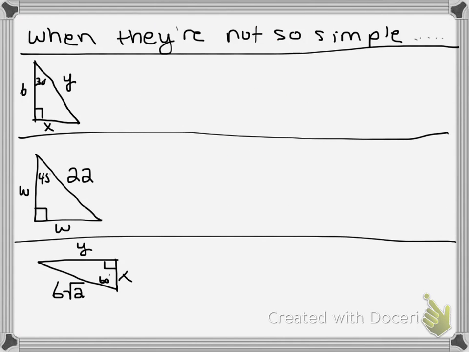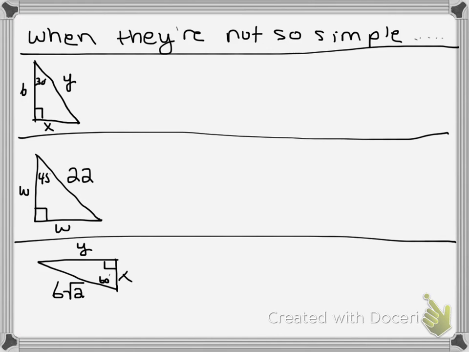Now sometimes they're not so simple. All of those were very straightforward, but sometimes you're going to get ones where you're going to have to divide by a square root or by a radical. So that's the ones we're going to be looking at now, and I'm going to show you the rules that you have to follow in order to get a correct answer.